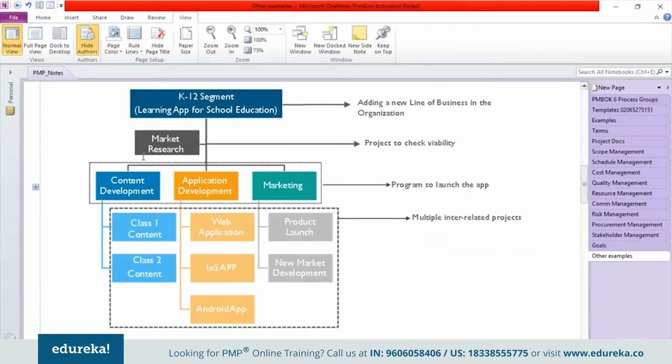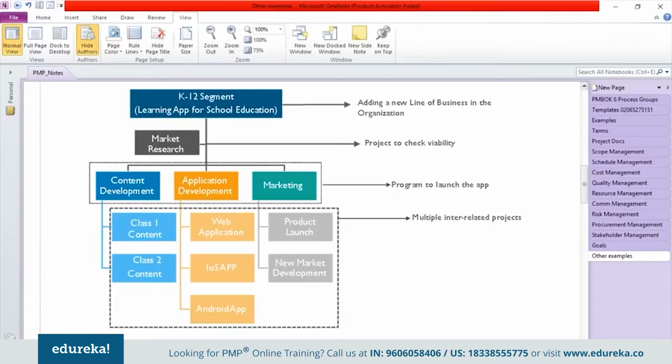So you are working for a company and they decide to launch a learning app for school education. So as a part of the strategic decision that the company has taken, they would like to basically introduce a new line of business altogether, and that new line of business is K-12 segment learning applications for school education. Of course, for that they will undertake certain market research projects to find out what the potential is to introduce or to do such a business.